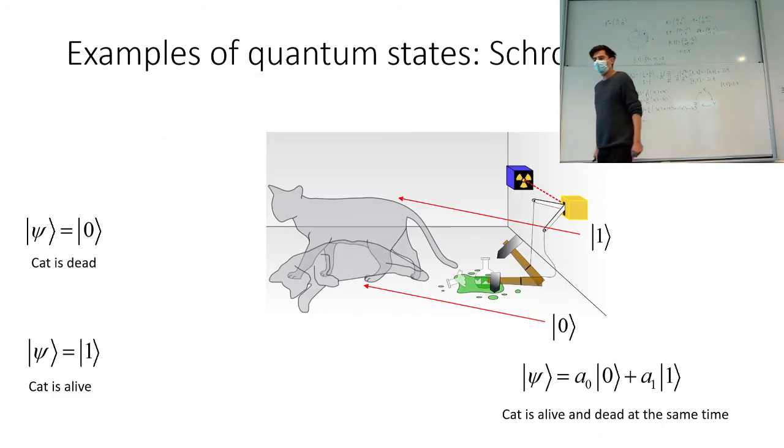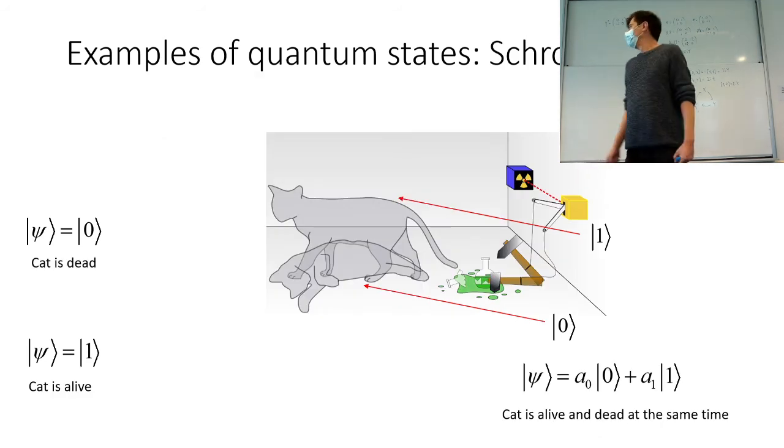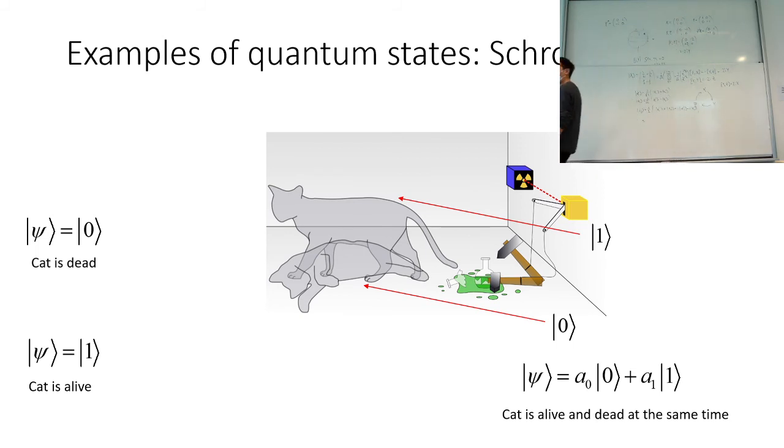Another example is Schrödinger's cat. The cat is dead, that's one particular state of the cat. Or the cat is alive, that's another state. And quantum mechanics can have both: the cat is dead and alive at the same time, in principle. In practice it's a bit hard.